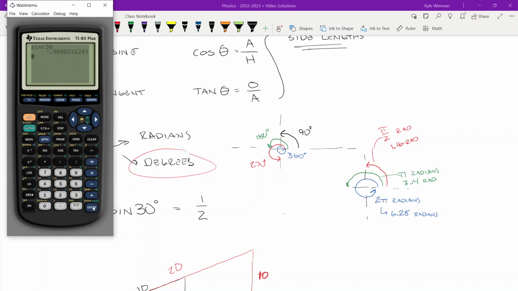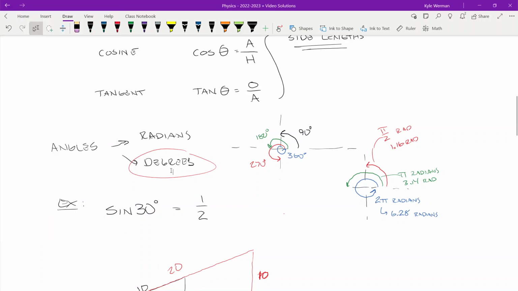I got negative 0.988. But we just saw we should get a ratio of 1/2. Well, what's going on here? Many times your calculator will not be in the right mode. As we have here, we talk about angles. Angles can actually be measured multiple ways, in radians or in degrees. The most common way we think of them is degrees, but you'll learn about this other measurement called a radian. They both measure angles, but in different units.